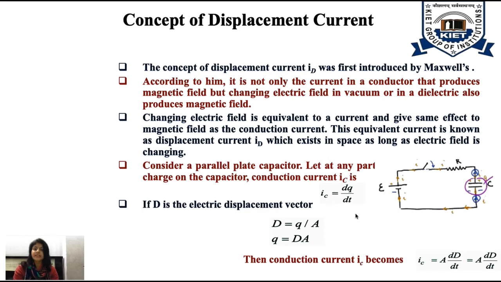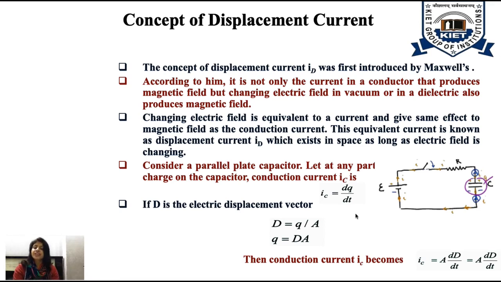Then Maxwell says that changing this source is nothing. It is changing electric field, which arises due to the charge transfer from one plate to another plate of the capacitor. Means changing electric field is equivalent to a current and gives the same effect as magnetic field as the conduction current. This equivalent current is known as displacement current, ID, which arises due to changing electric field.